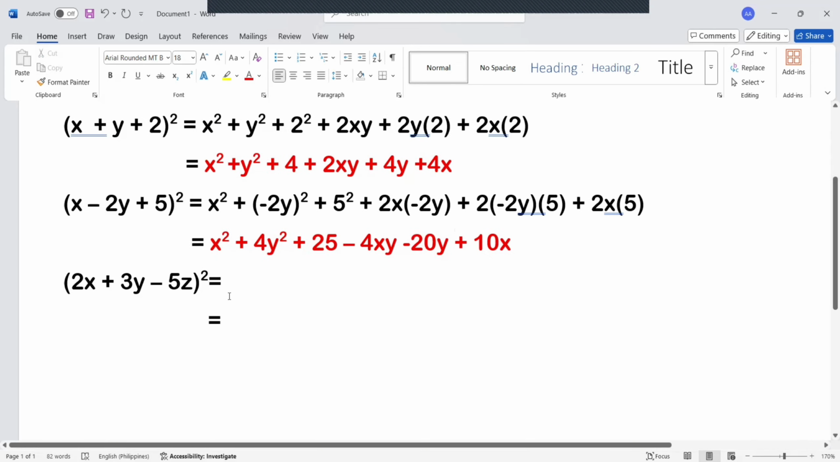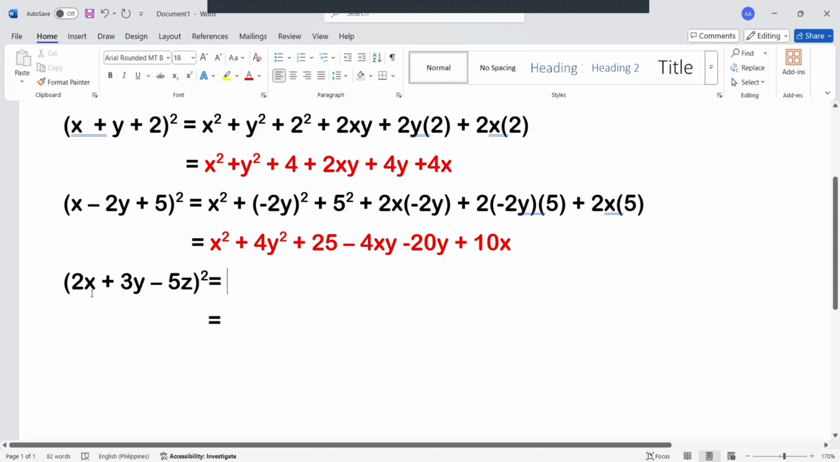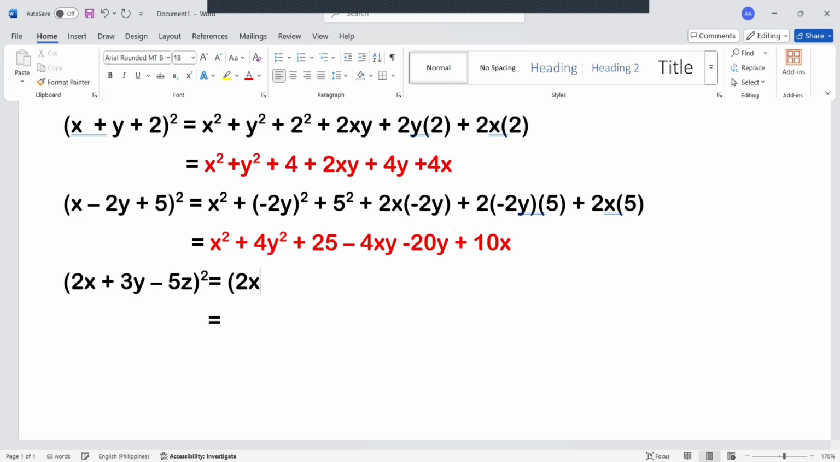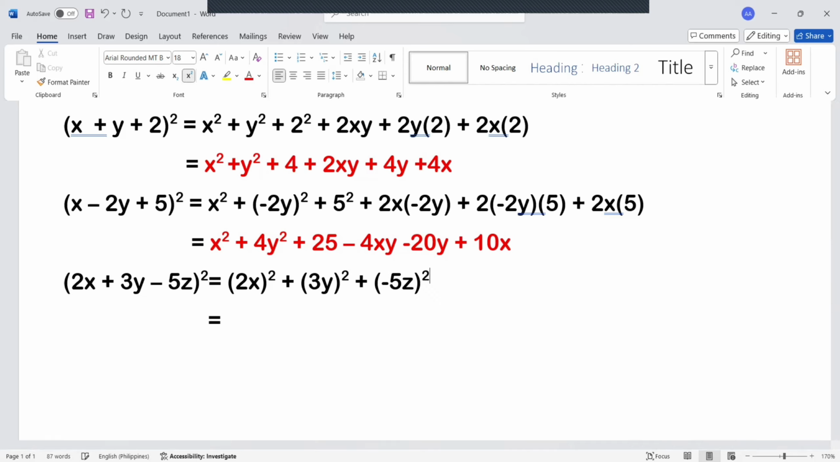Now let's go to the third example, the quantity 2x plus 3y minus 5z squared. So here, the first term is 2x, the second term is 3y, and the third term is negative 5z. So the product is, first, we need to square the first term, that is 2x squared, plus the square of the second term, which is 3y squared, plus the square of the third term, which is negative 5z squared.